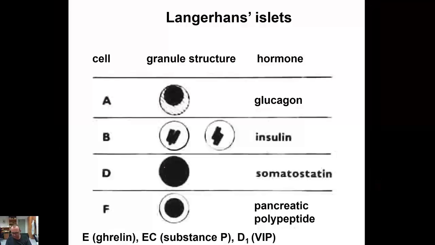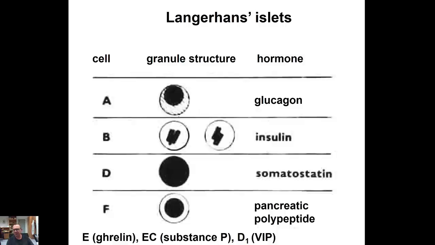Electron microscopy can sometimes help to recognize the cells, and this is the case of Langerhans islets. Granules of the 4 main types of Langerhans islet cells differ in their structure. So if you use electron microscopy, you can recognize these 4 main types according to the special character of their granules. You can see everything in this picture.